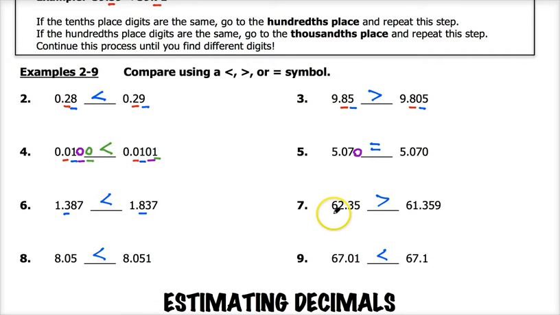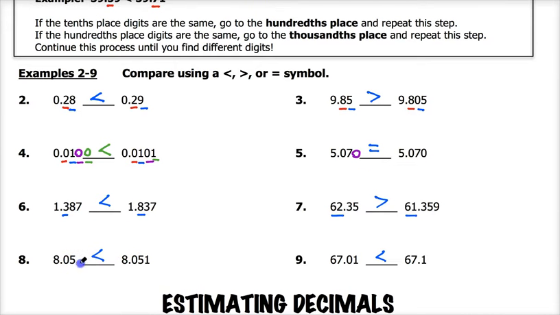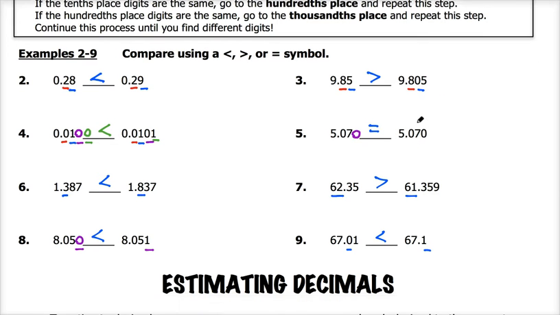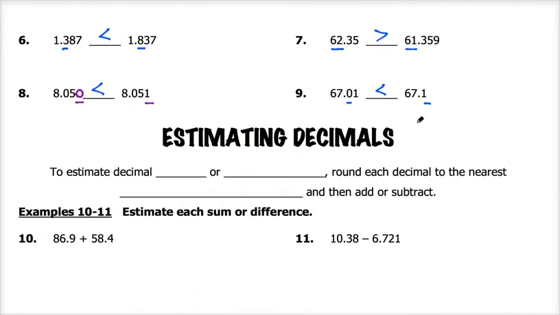For number 7, we just have to look at the whole number parts. 62 is greater than 61. For 8, we have to go all the way to the thousandths place, and we see that we have a 0 here in the thousandths place compared to a 1 here. And then number 9, we go to just the tenths place, and 0 is less than 1, so we use a less than here. Okay, the last thing I want to talk about in this video is how to estimate decimals.